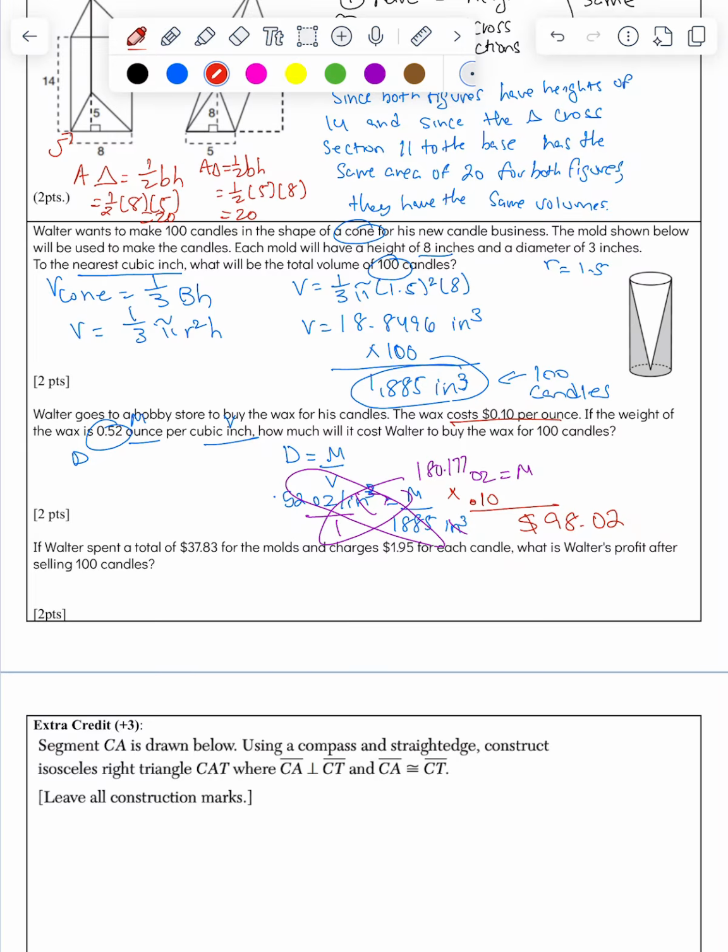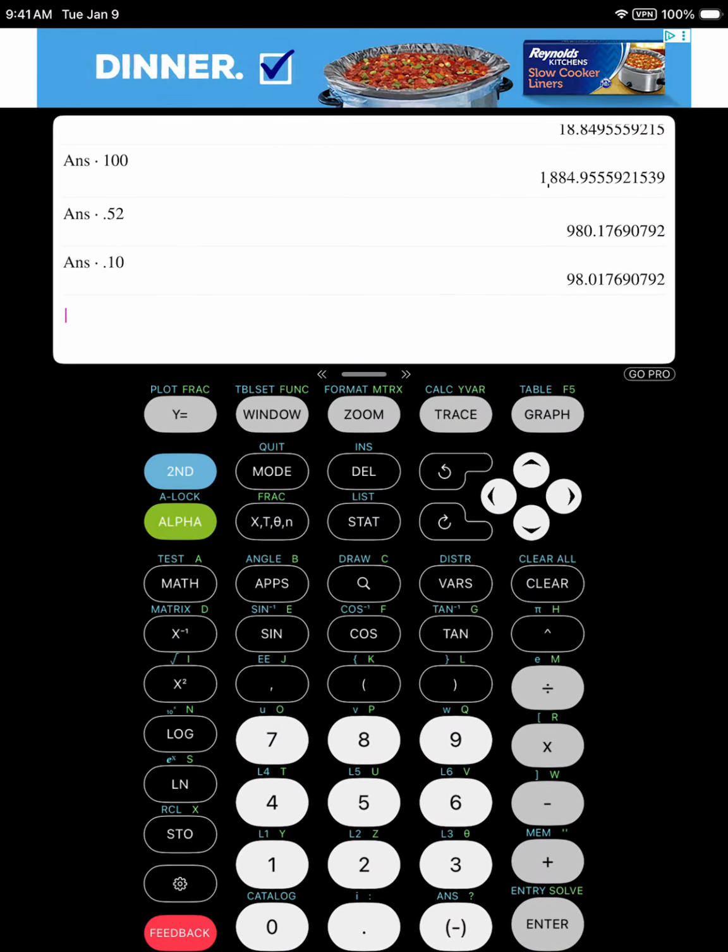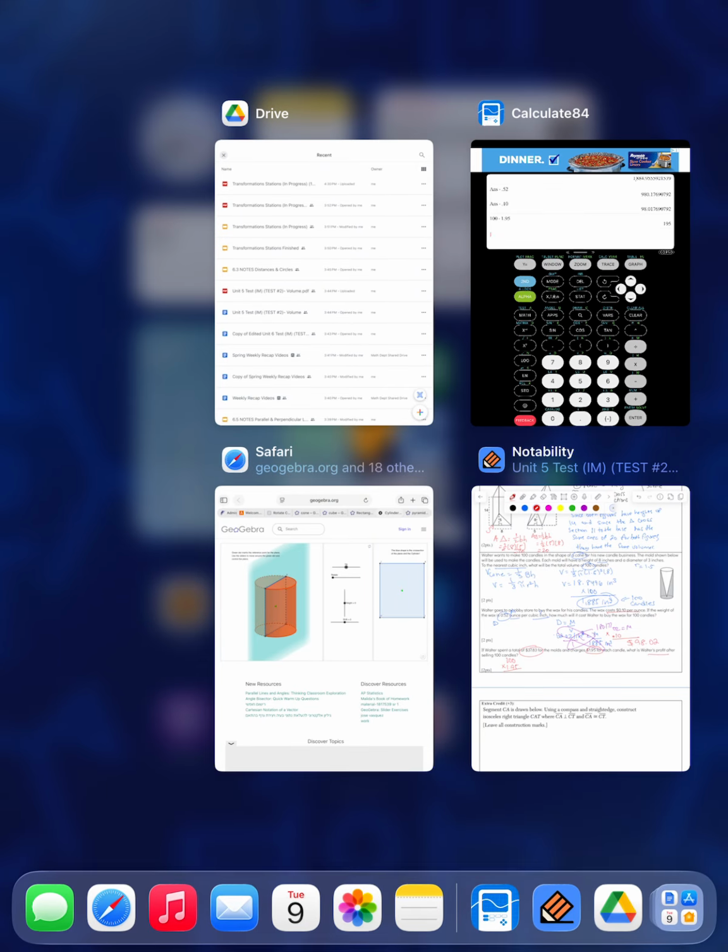If Walter spent a total of $37.83 for the molds and charges $1.95 for each candle, what is Walter's profit after selling 100 candles? So Walter is selling 100 candles, each for $1.95. So in total, Walter can make $195 off of these candles.